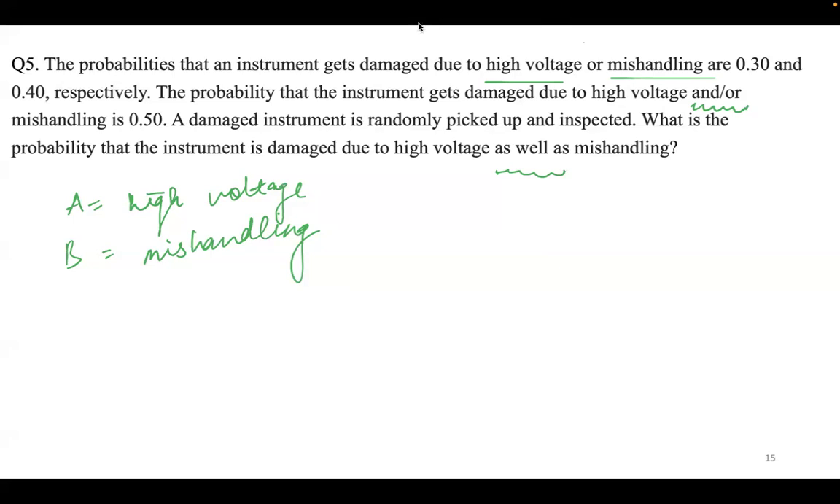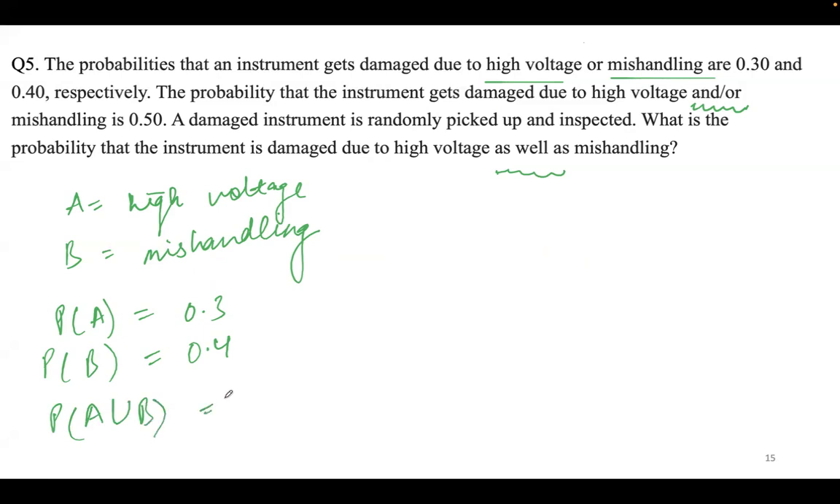In the interest of time, let me start writing it here. So probability of A, that is damage due to high voltage. Yes, perfect. Okay, great. Thank you. So probability due to high voltage is 0.3. Probability of damage due to mishandling is 0.4. Now it says damage due to and or. So basically you're dealing with intersection as well as union. And we know that union is already taking care of the intersection area, right? So nothing to get confused about. This is simply union. So that is 0.5.